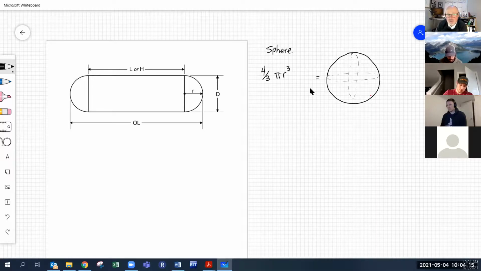And then we have the formula for a cylinder. And we know that to be pi r squared times height is the volume of a cylinder. So now the formula for the volume of a hemispherically ended tank is adding these two together.